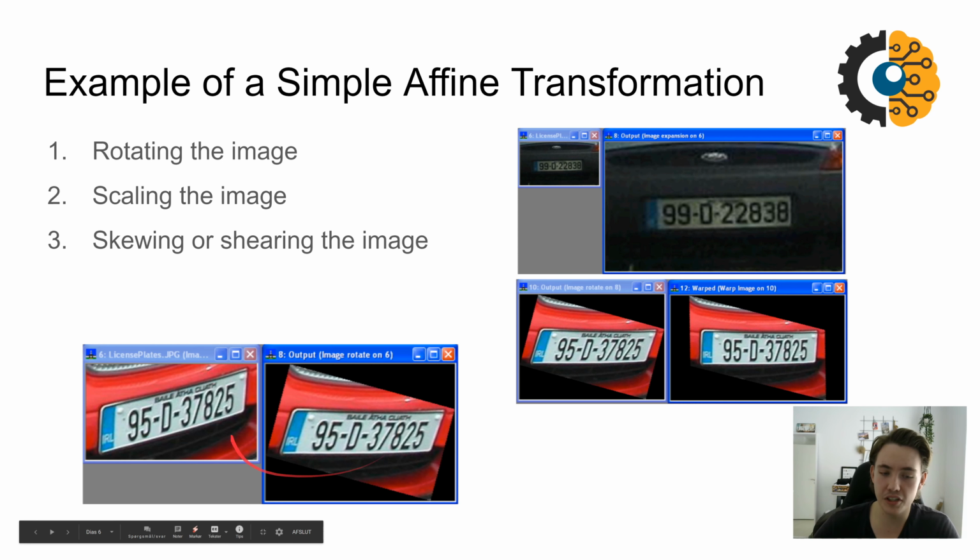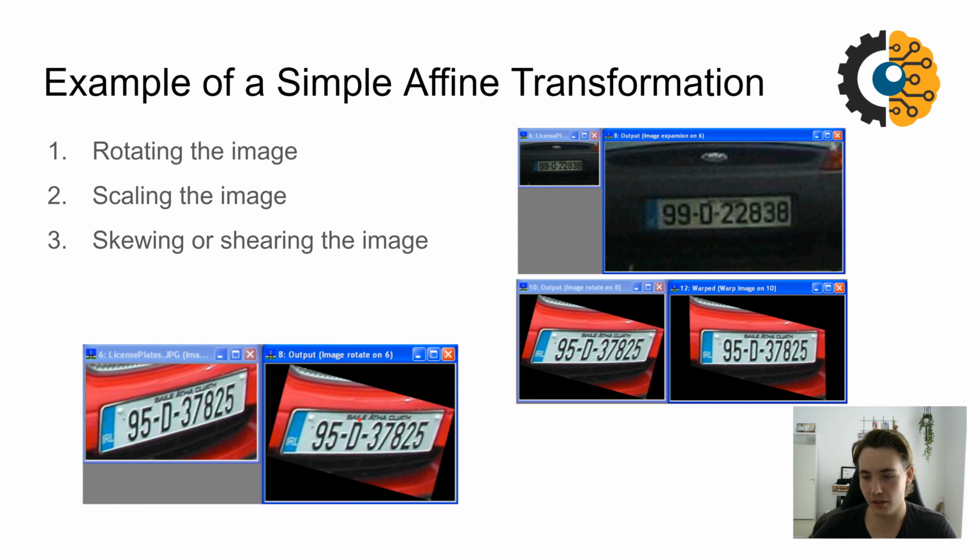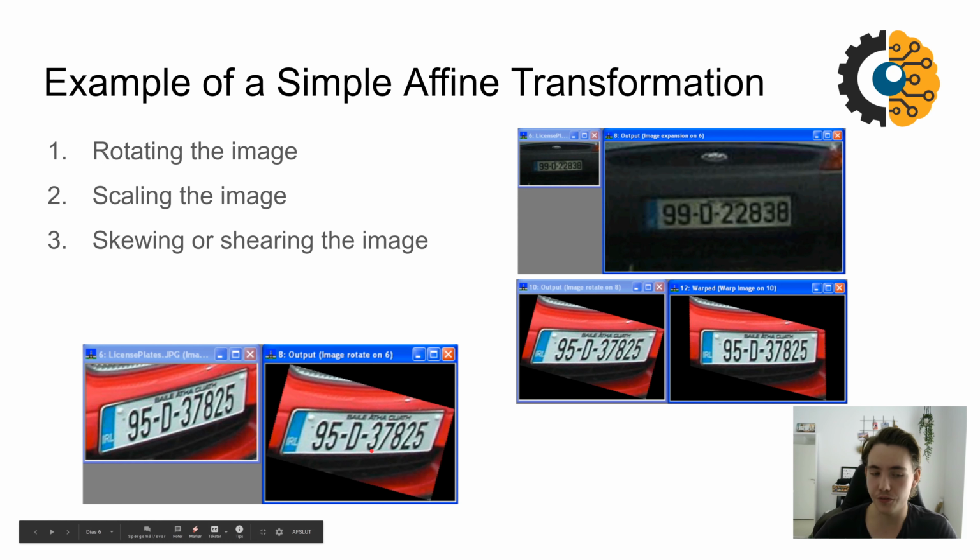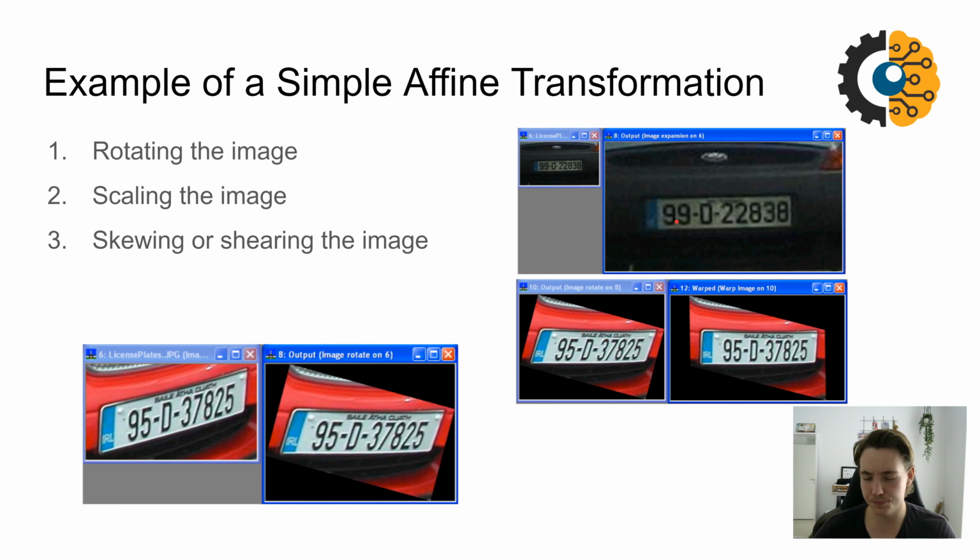So first of all, we're rotating the image here to get it more aligned in the picture, so it's a box instead of being skewed like this, not really aligned and not really easy for a computer to read. And then we can scale our image if it's not big enough, or if we just need a bigger image to read the letters and characters inside of the number plate.